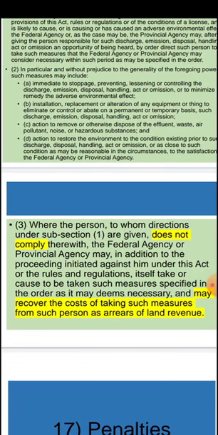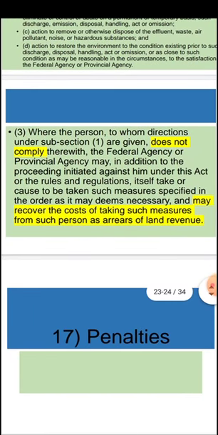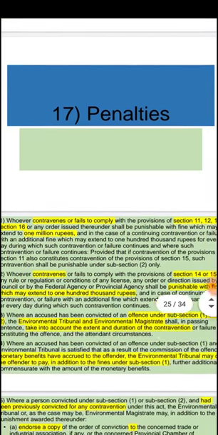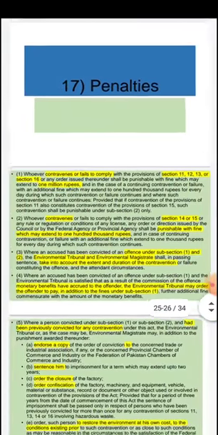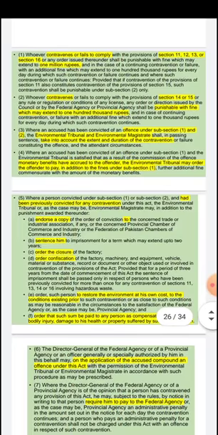So where the person to whom directions under subsection 1 are given does not comply, in that case the agency may recover the cost of taking such measures from such persons as arrears of land revenue. So this is one of the options which can be opted by the federal agency. Now here are the penalties. It is quite important, and I think it is described in detail as well.